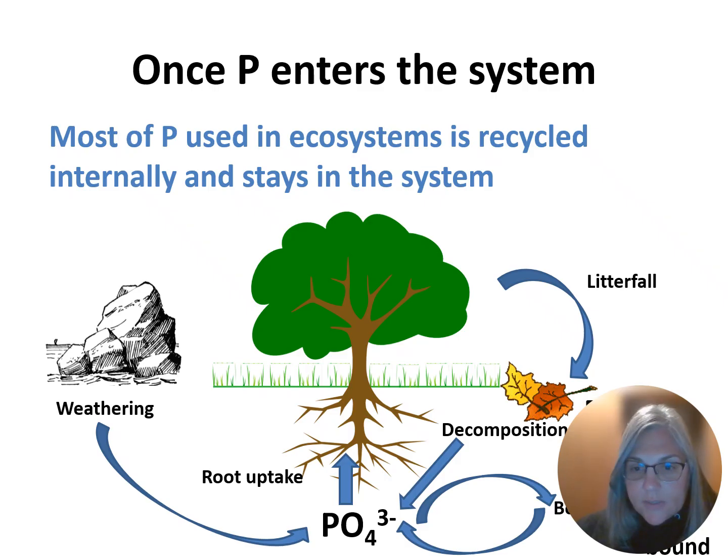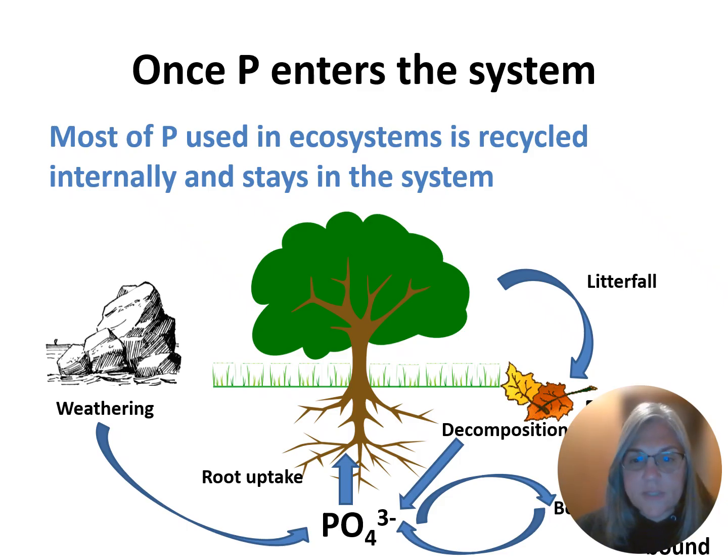So here's a simple schematic diagram of the terrestrial phosphorus cycle. Phosphorus enters the ecosystem through weathering of rock, and plants can take up phosphorus. They can only take up phosphorus in the phosphate form, so this is an ion. Like nitrogen, as plants take it up, they convert it to the organic form of phosphorus and store it in their leaves and other tissues.